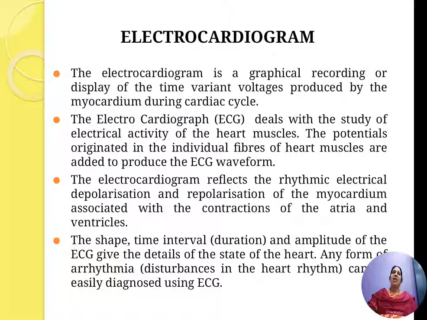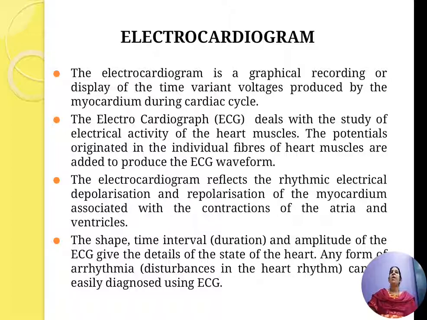The shape, time interval, duration and amplitude of the ECG give the details of the state of the heart. Any form of arrhythmia, that is the disturbance in the heart rhythm, can be easily diagnosed using ECG.